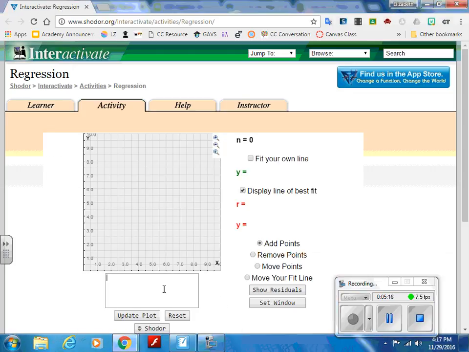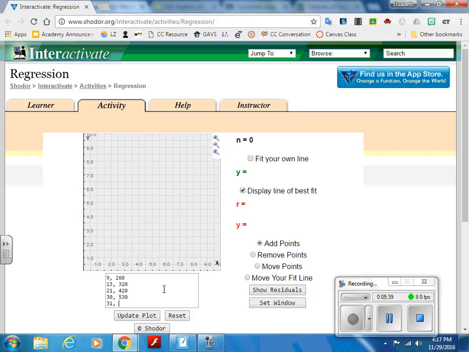All right, so from ShowDoor, I'm going to type in that coordinate pair. First one was 9 grams of fat, had 260 calories. Then 13 grams of fat had 320 calories. 21 grams of fat had 420 calories. 30 grams of fat had 530 calories.